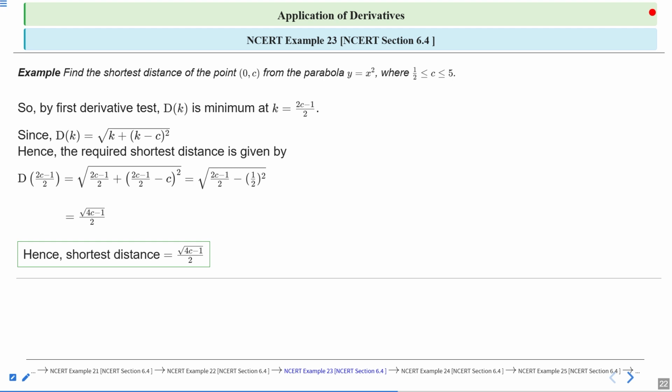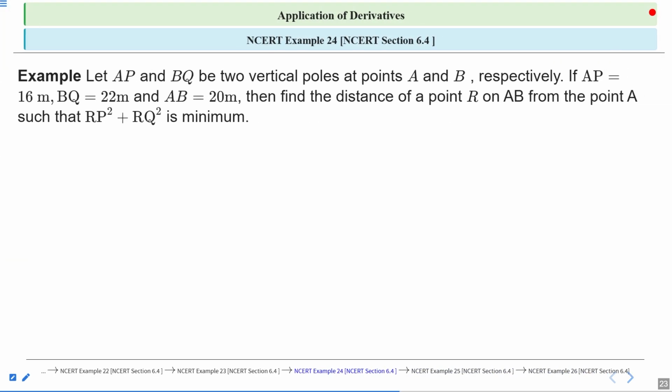Hence the correct answer will be root over 4c minus 1 upon 2, right? Let's see the next example, NCERT example 24, which is a part of NCERT section 6.4.